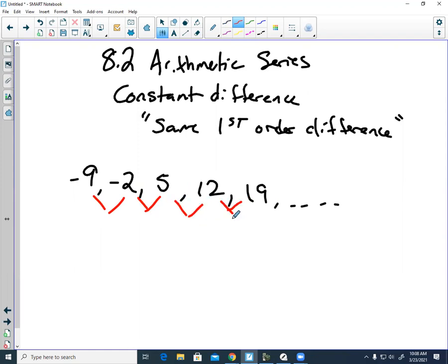Okay, -2 minus -9 is +7. 5 minus -2 is +7. 12 minus 5 is 7. 19 minus 12 is 7, and so on. All of these numbers are the same. Since all of those numbers are the same, that means that this is arithmetic.